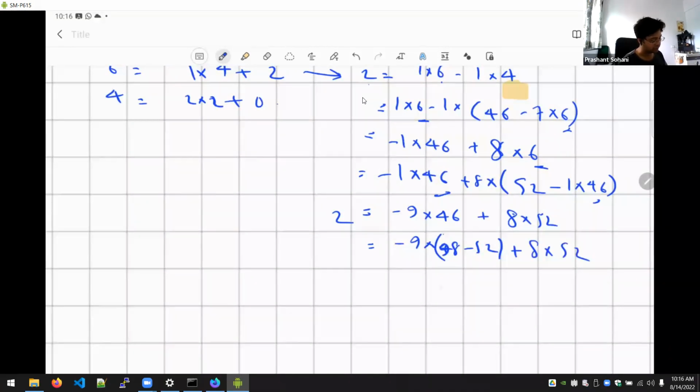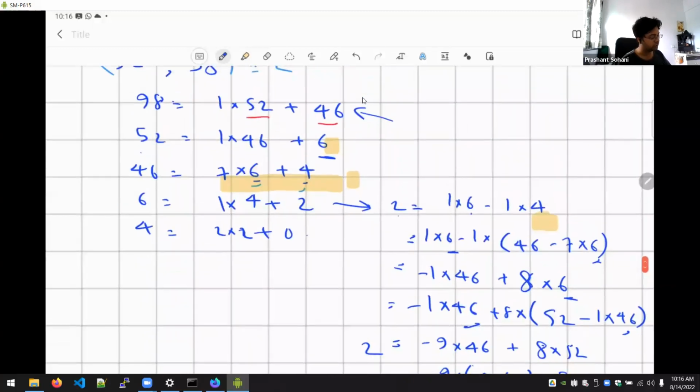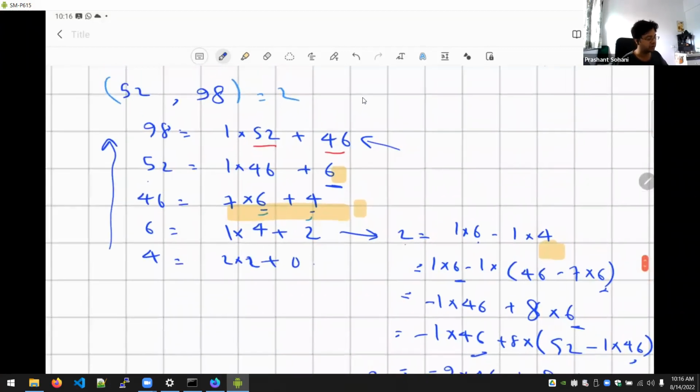And then you can finally rearrange this to get 52 times something plus 98 times something. So this is how you can use this chain of division algorithms to substitute back and get the original two numbers, 52 and 98, and the linear combination of those two numbers that gives you the answer. Okay, I hope you are following this.